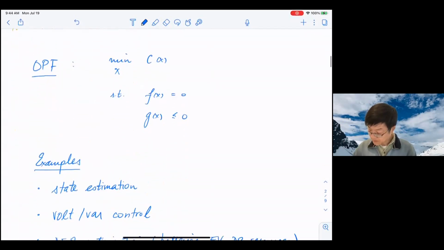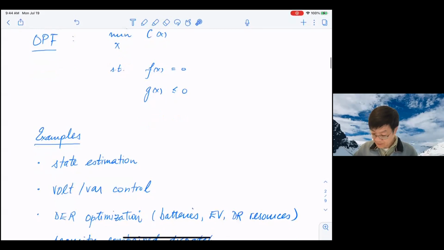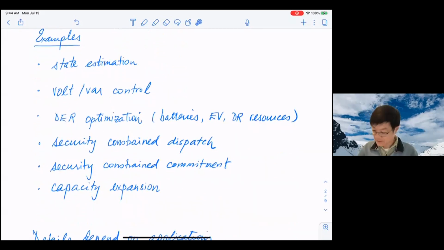Okay, so in general, OPF takes this form. You want to minimize a certain cost subject to two sets of constraints. One is power flow equations, so we can use the complex form, polar form, or Cartesian form, whatever form. And then there's some operational constraints such as voltage limits, line limits, stability limits, and many other things. But it's generally a constrained optimization problem. It's widely used for lots and lots of applications: state estimation, motor control, DR optimizations, security constrained dispatch, and unit commitments, and capacity expansions, and many, many others.